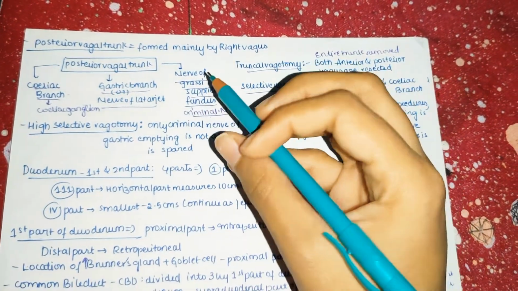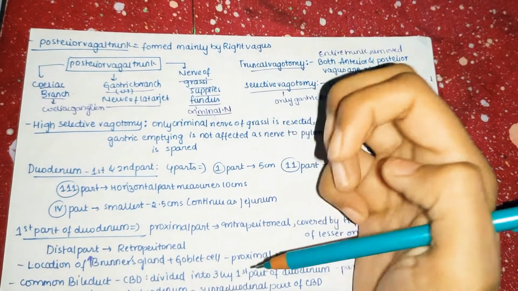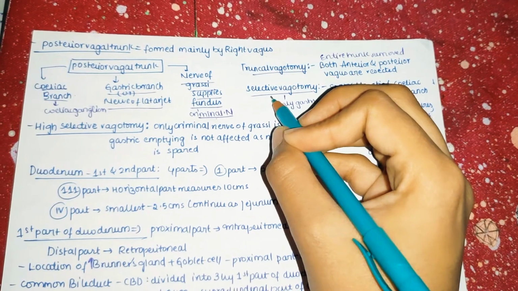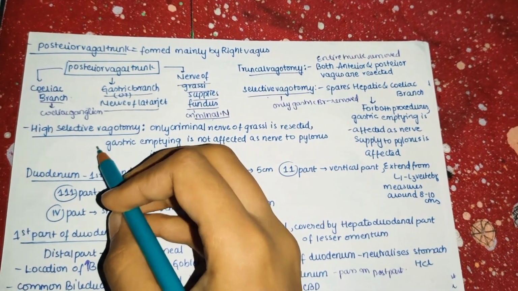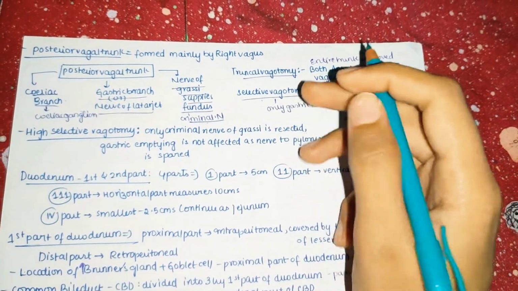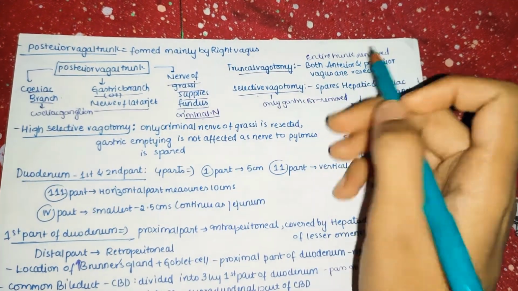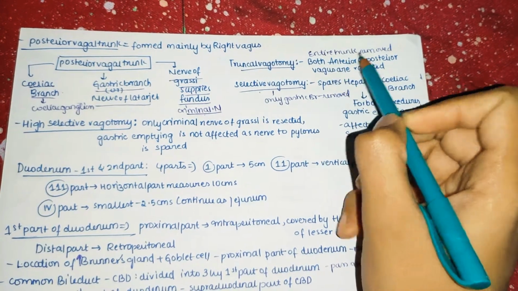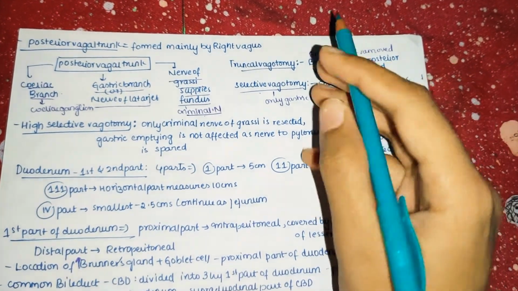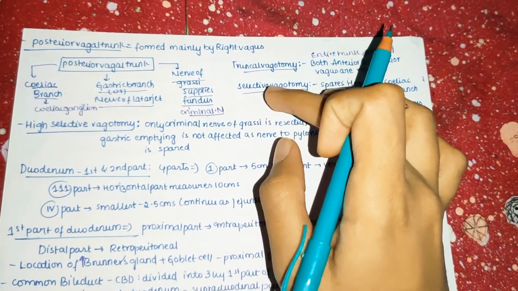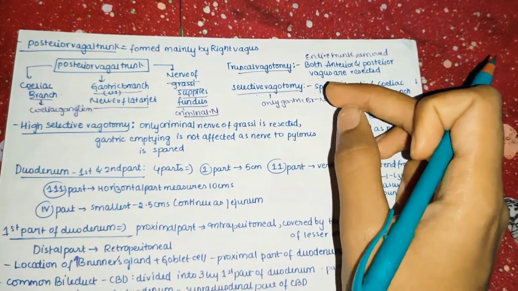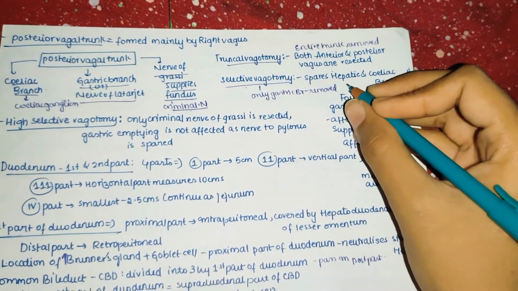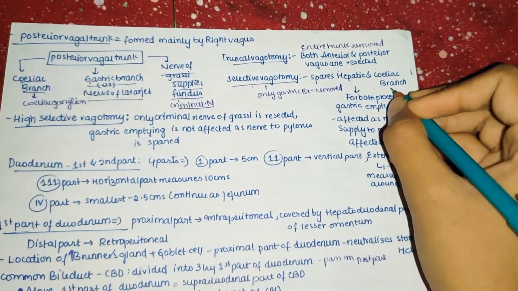Now let us see the applied anatomy related to it. We have three: truncal vagotomy, selective vagotomy, and highly selective vagotomy. What is truncal vagotomy? Truncal vagotomy is where you remove the entire trunk. If you remove the entire vagal trunk, you are removing both anterior and posterior vagus, right? Next, coming to selective. In the name itself, selective means you are selecting. You are only selecting the gastric branch, so you are only removing the gastric branch, sparing the hepatic and celiac branches.